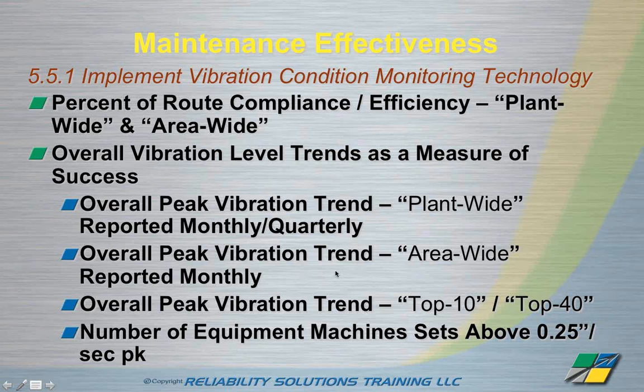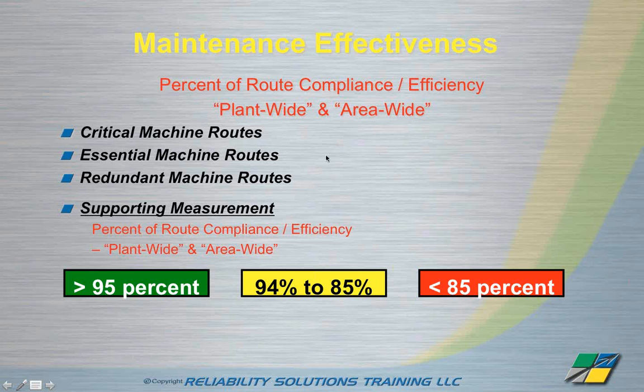If you do that by area, the overall vibration trend by area, it's more of a tactical measure. So I can really go into an area and start to reduce the vibration levels. The top 40 or the top 10 trend is the one that's going to respond first as we start to improve our machines. And another metric that can be put around vibration is the number of machine sets above 0.25 inches per second peak.